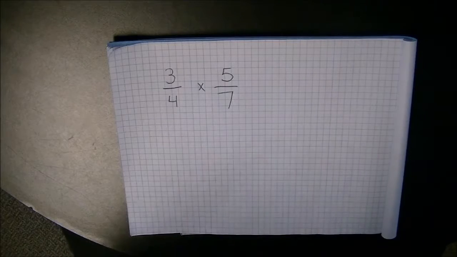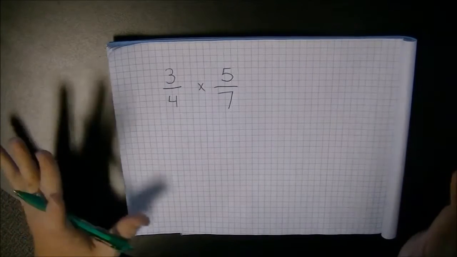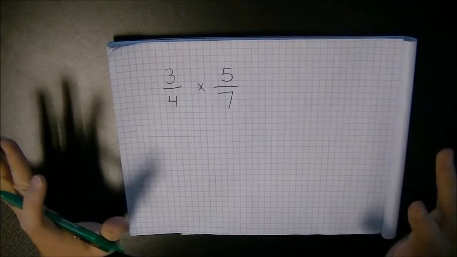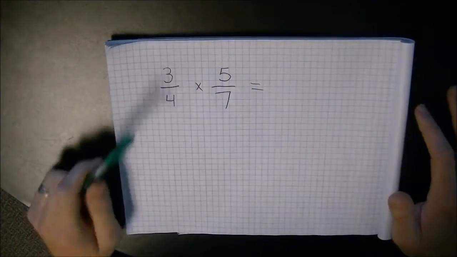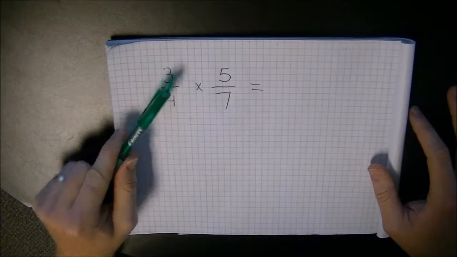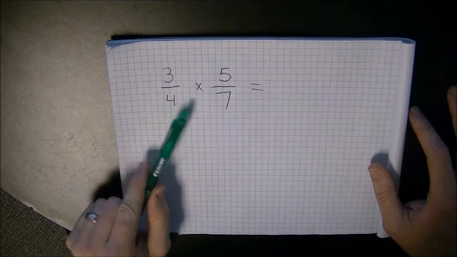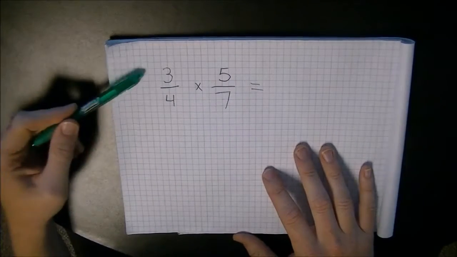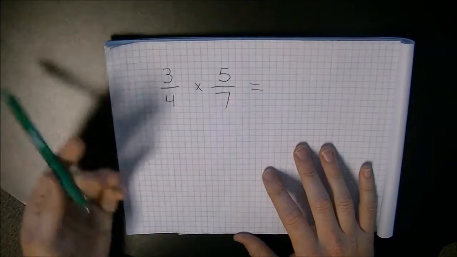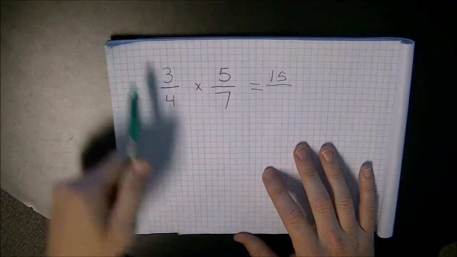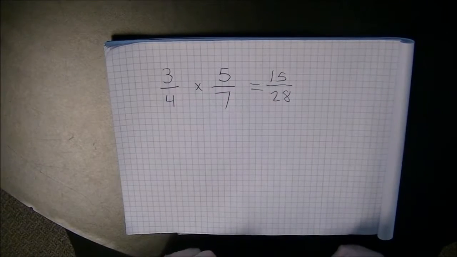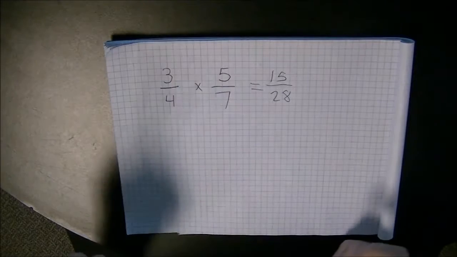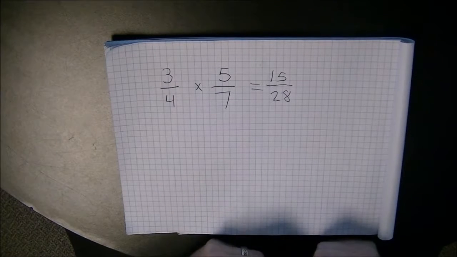Okay, so multiplying fractions is pretty much the simplest thing to do with fractions. It is beautifully simple. There's not much that you have to remember. To multiply fractions is just to multiply the numerator times the numerator and the denominator times the denominator. So to multiply 3/4 by 5/7, we multiply 3 times 5 and get 15, and we multiply 4 times 7 and get 28. So 3/4 times 5/7 is 15/28. All right, it's that simple.